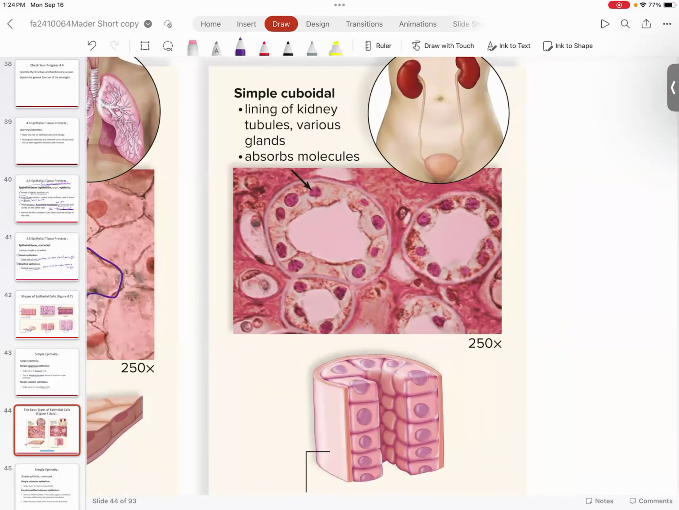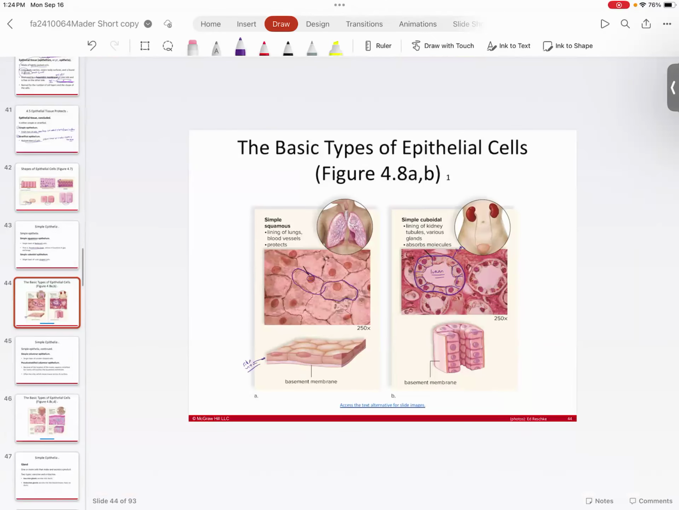Now, simple cuboidal, like for instance in the kidneys and the kidney tubules, you'll see they're not perfectly cuboid, they're just sort of cuboid-ish, but you can see they're kind of block-like in structure and shape, and they're basically going to form a single layer. Your basement membrane, by the way, is right around here. That's your basement membrane when you have a little circular structure like that. And then the inside opening area is what's called the lumen, or the open area on the inside of that tubular system. So that's an example of your simple cuboid.